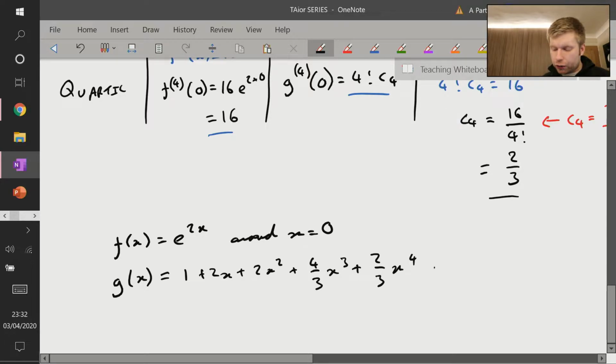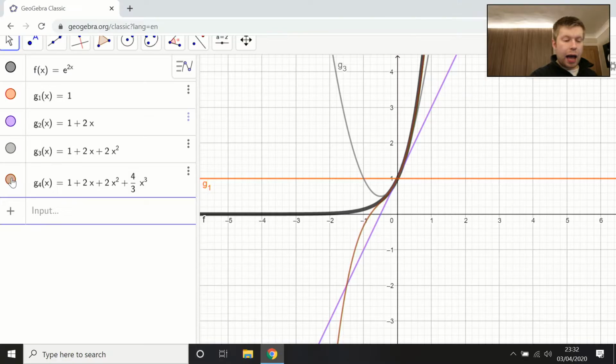Okay. Now, in actual fact, this is going to carry on forever and ever and ever like this. Okay. So I can keep going in the same way. I'm going to stop here, but I am just going to come to GeoGebra and see what this thing looks like.